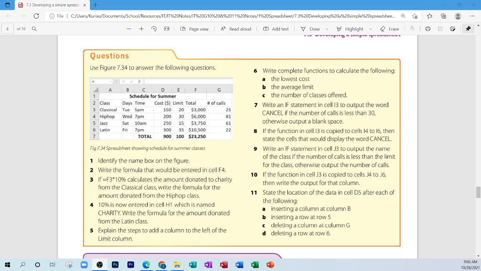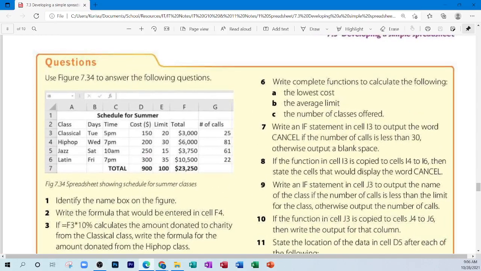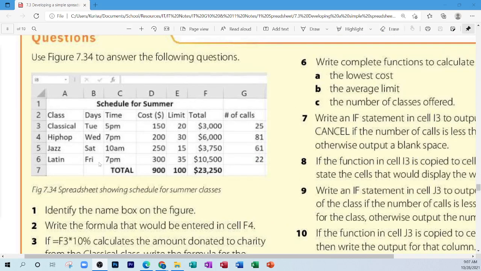Alright, so we're going to be looking at the questions for chapter 7.3. The first question, use figure 7.34 to answer the following questions. So we're using this spreadsheet here, and we need to identify the name box in the image here in the figure. Amina, can you tell us where is the name box? Sir, the name box is in the top left-hand corner of the page.